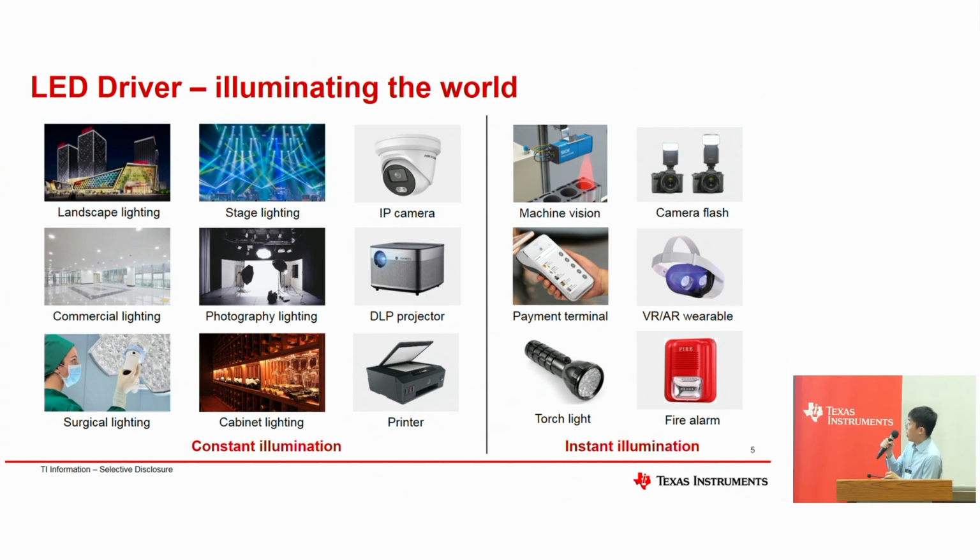Some typical applications here: the machine vision camera on the manufacturer line, those permit terminals that you use to scan the QR code on your phones, the torchlight, the fire alarm on the walls, the VR, AR wearables that we just talked through, and those camera flashes are categorized into the instant illumination.